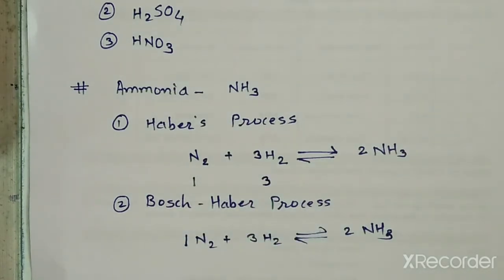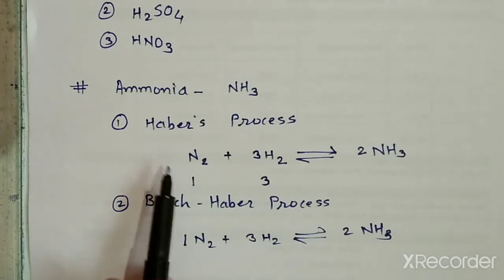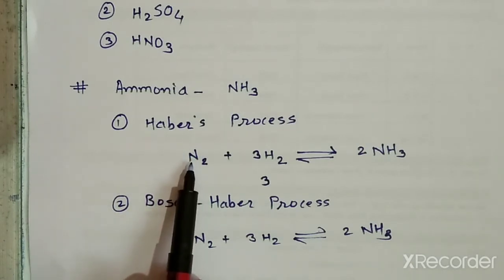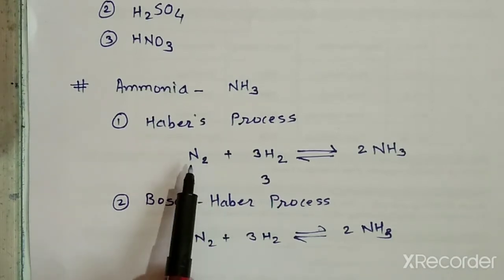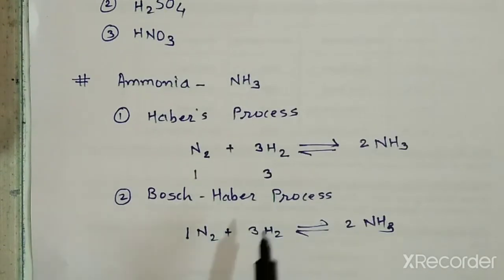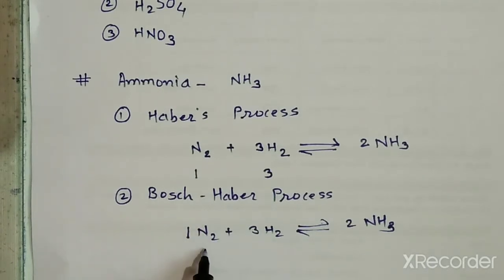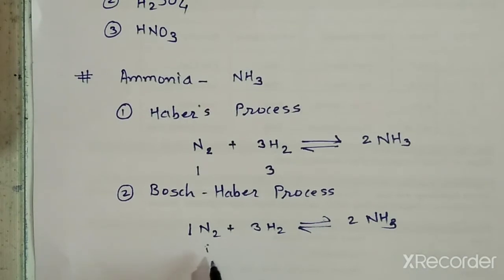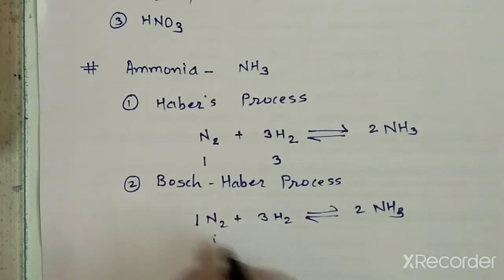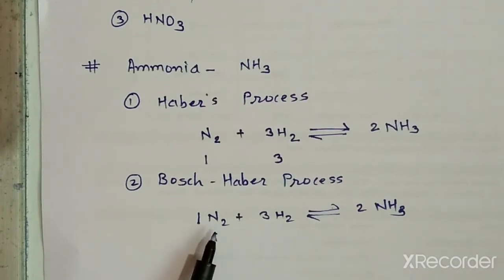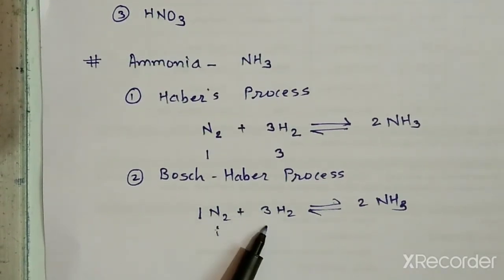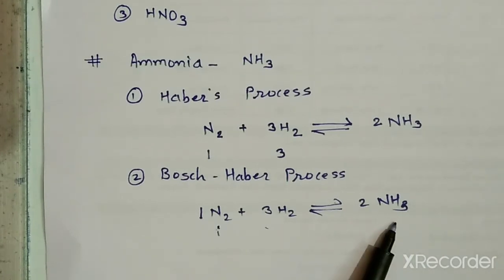But what is the difference between these two processes? In Haber's process, the nitrogen used is taken directly from the atmosphere. But in the Bosch-Haber process, the nitrogen and hydrogen gas, these two reactants, the raw materials, are obtained from water gas, and we are going to discuss the Bosch-Haber process in detail. This is the actual reaction: 1 mole of nitrogen plus 3 moles of hydrogen gives 2 moles of ammonia.